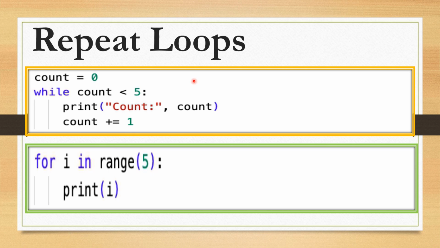So the while loop repeatedly executes a block of code as long as a specified condition is true. The syntax for this is like this: while the condition is true, you will continue to print that statement.